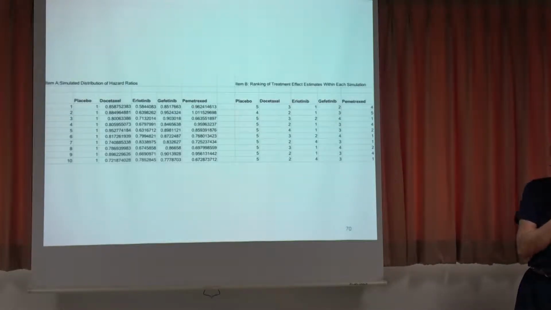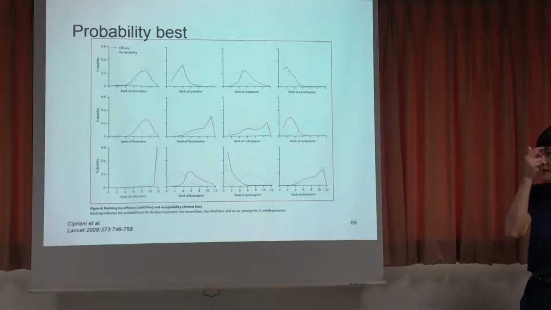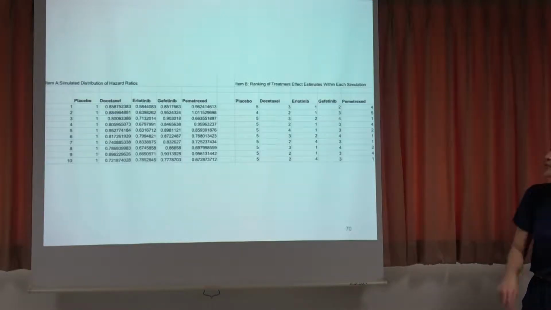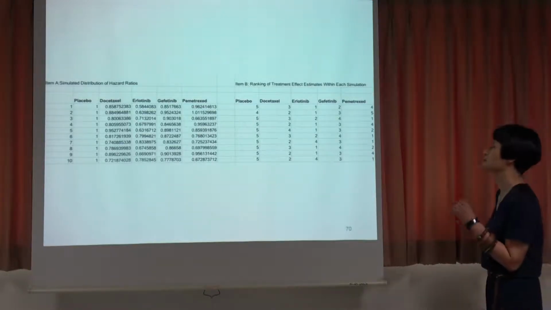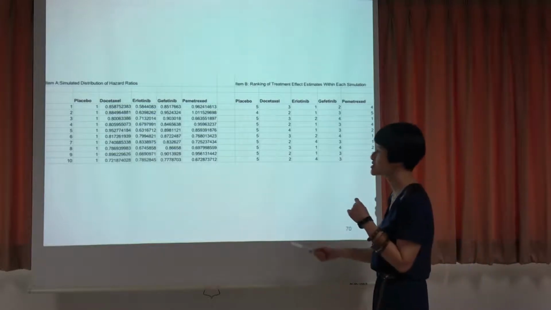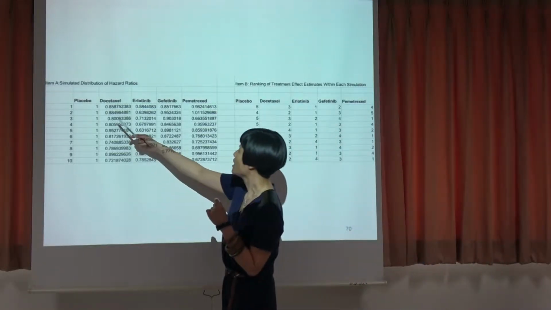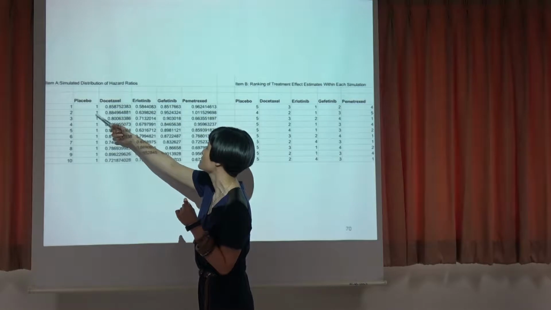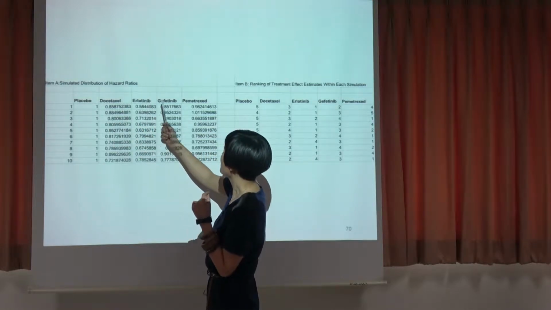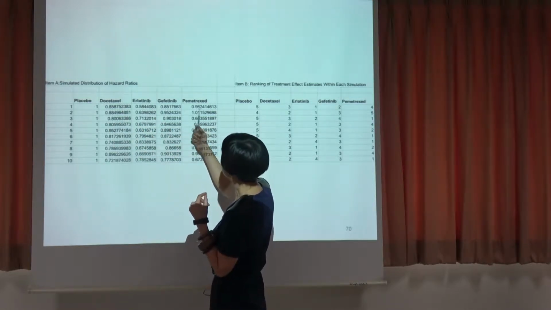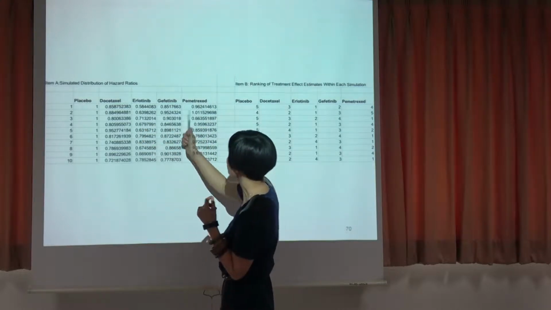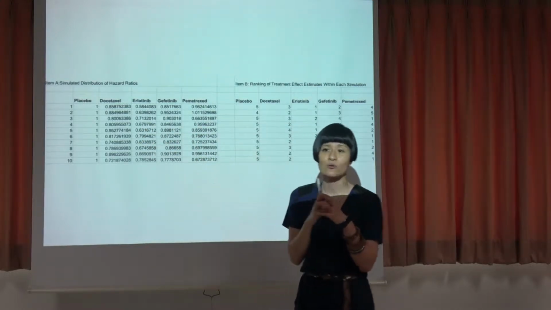Now, how do we calculate this probability ranking? So I think it was Ning who asked me yesterday about the relationship between your treatment effects and ranking. So let me try and explain this a little bit. So this is a network meta-analysis comparing placebo with docetaxel, erlotinib, gefapixant, pemetrexed. So 1, 2, 3, 4, 5 comparisons in a network.